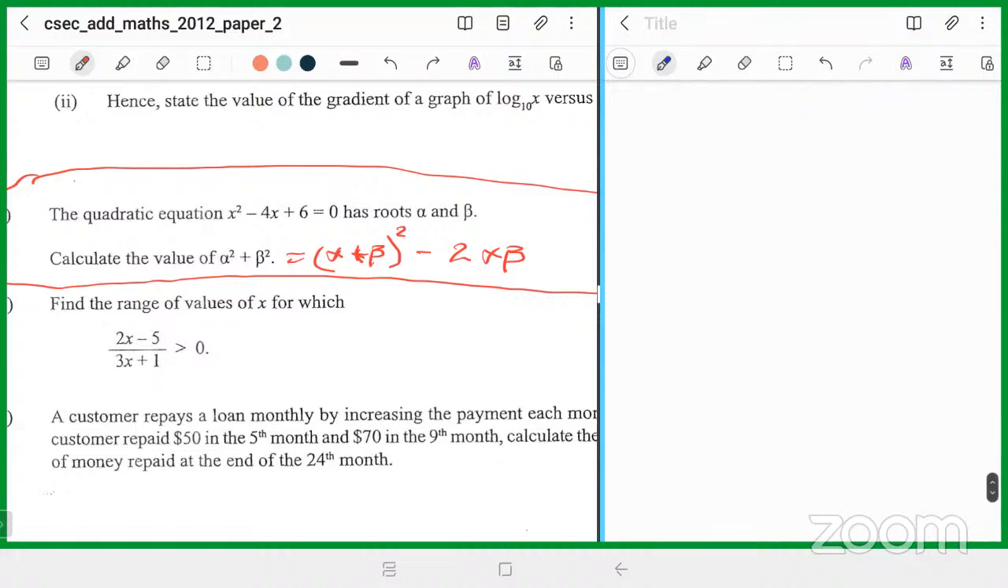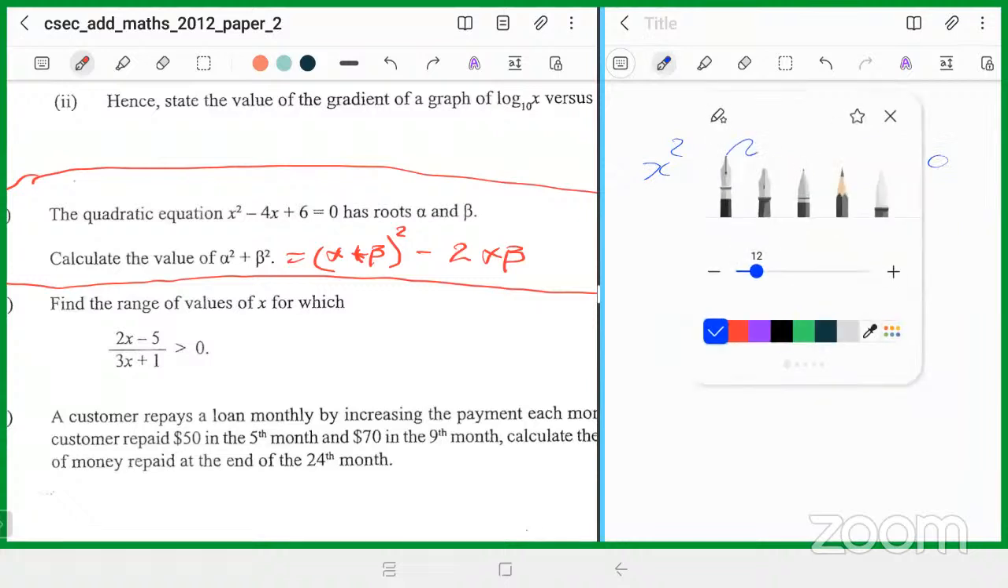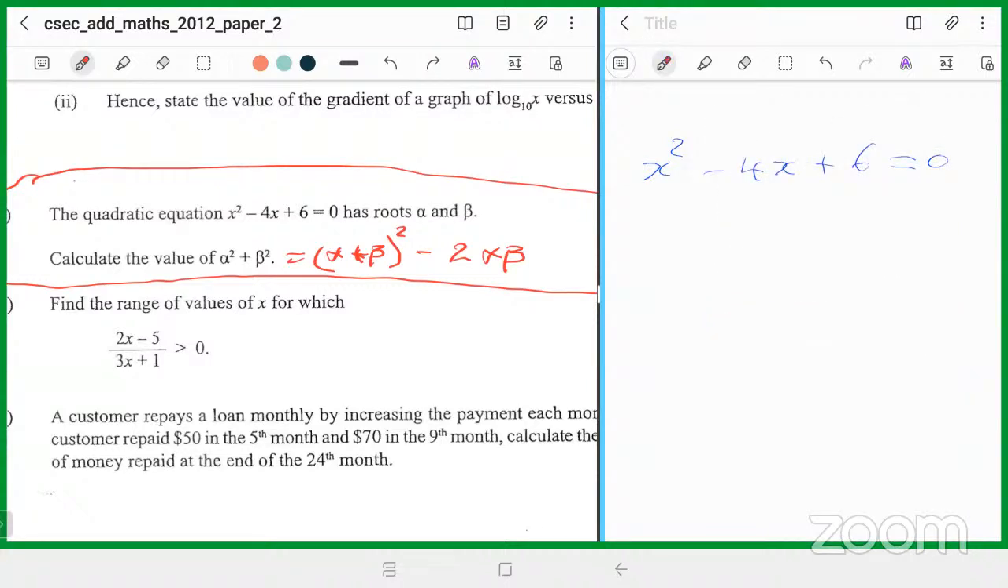But let me show you something though. For the same equation, without doing anything, we could pick up the sum and the product. Watch this. If you consider this, x squared minus 4x plus 6 equals 0. Every quadratic equation can be written in the form x squared minus the sum of the roots times x plus the product of the roots equals 0. Every quadratic equation can be written in this format, where this represents the sum of the roots and this represents the product of the roots.